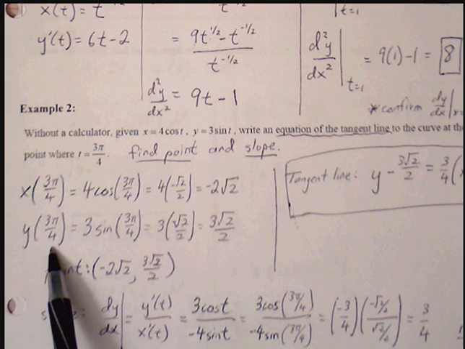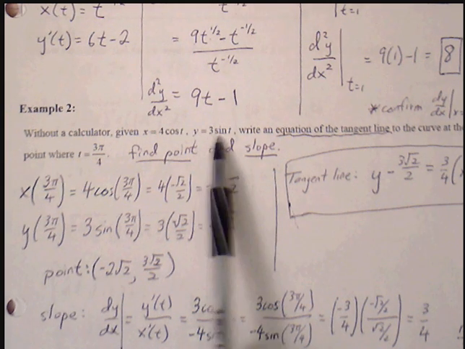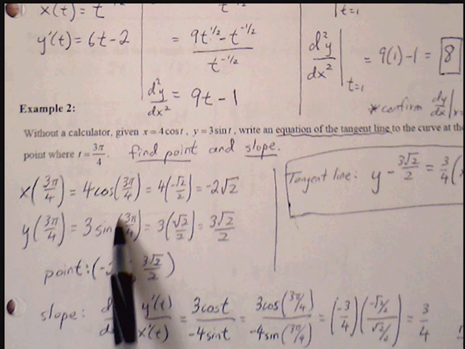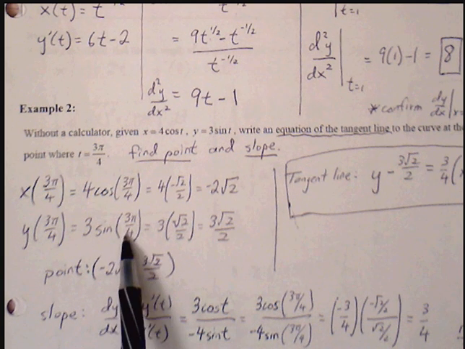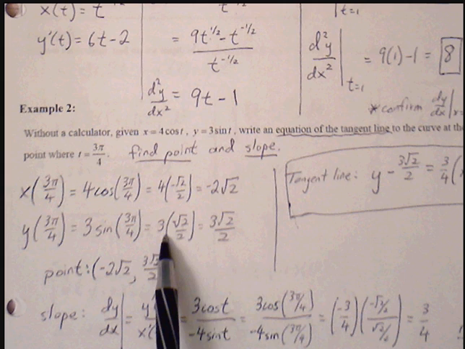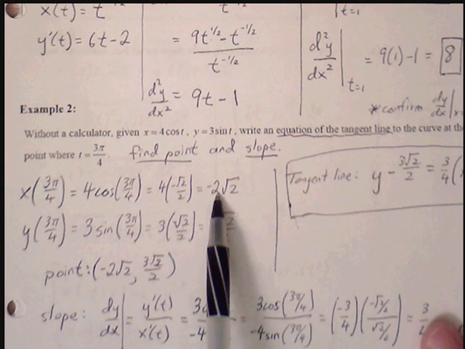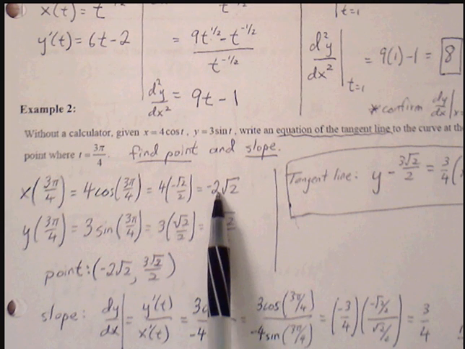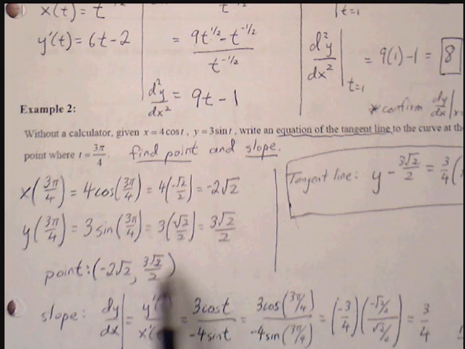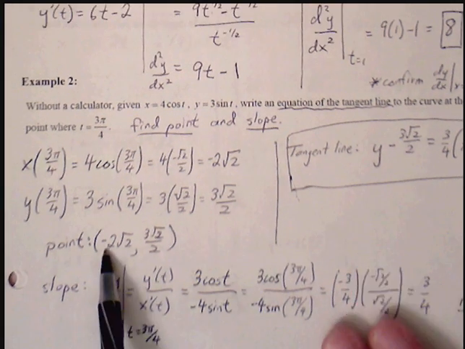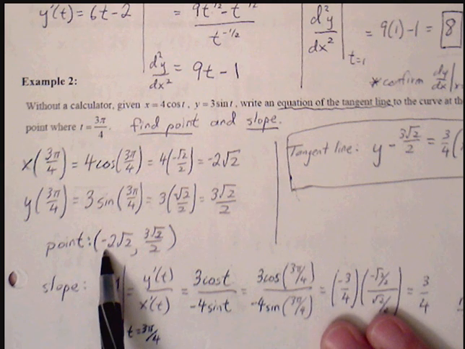Plug in 3 pi over 4 for t in the y equation, and we get sine of 3 pi over 4. Sine in the second quadrant is positive, so 3 times root 2 over 2 is 3 root 2 over 2. So here we have our ordered pair, negative 2 root 2 and 3 root 2 over 2. Now the only thing missing is the slope.